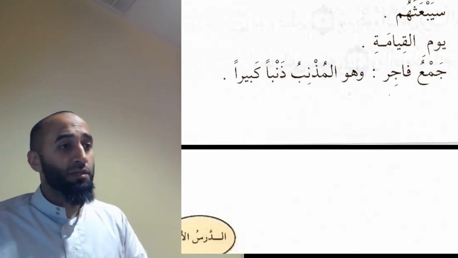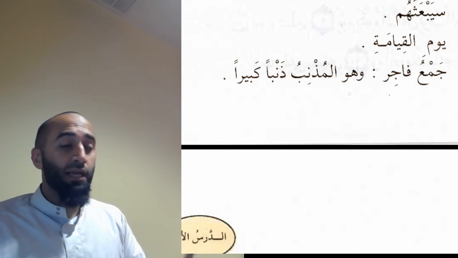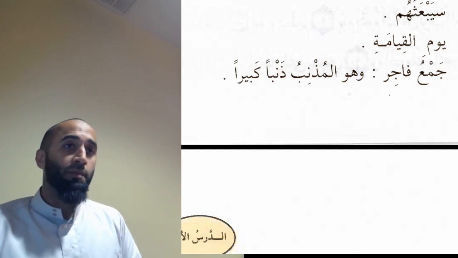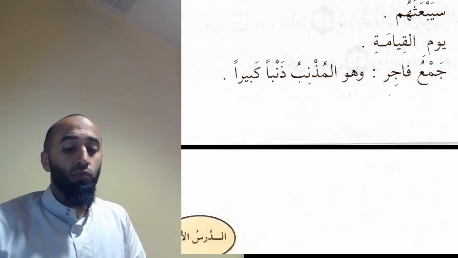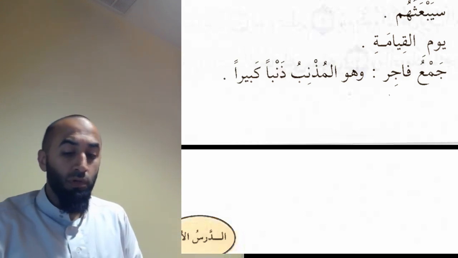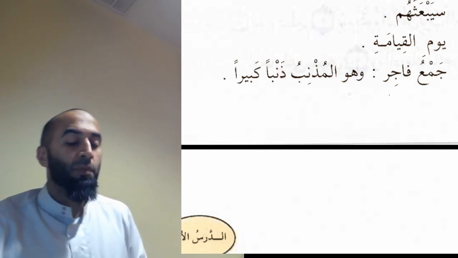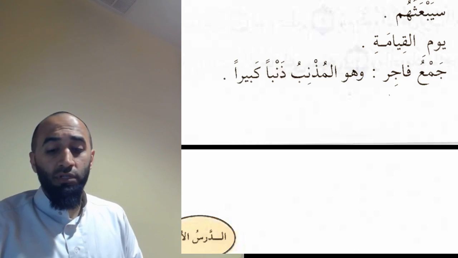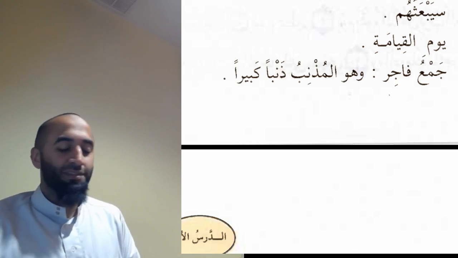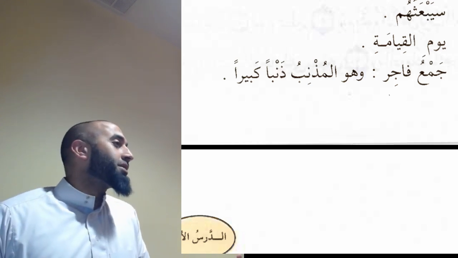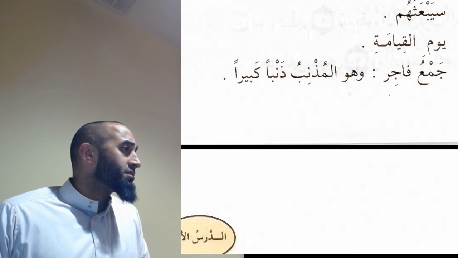What's the next verse, Ahmed? كلا إن كتاب الفجار لفي سجين. Okay, so this is what this is talking about. Al-Fujjar. Read, Hassan. جمع فاجر, وهو المذنب ذنبا كبيرا. Yes. Al-Fujjar is the plural of fajir, the singular. وهو المذنب ذنبا كبيرا, which means they have committed a big sin.